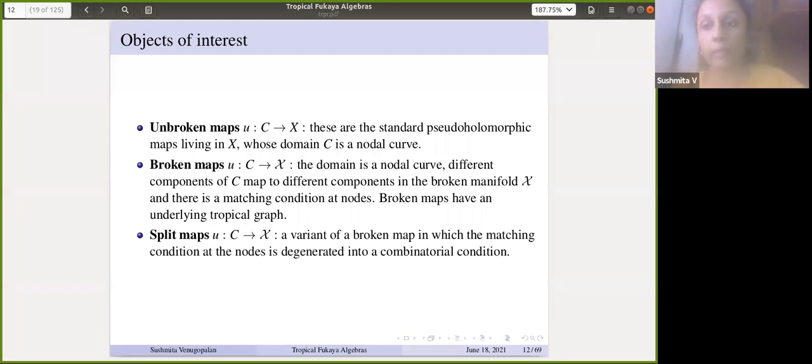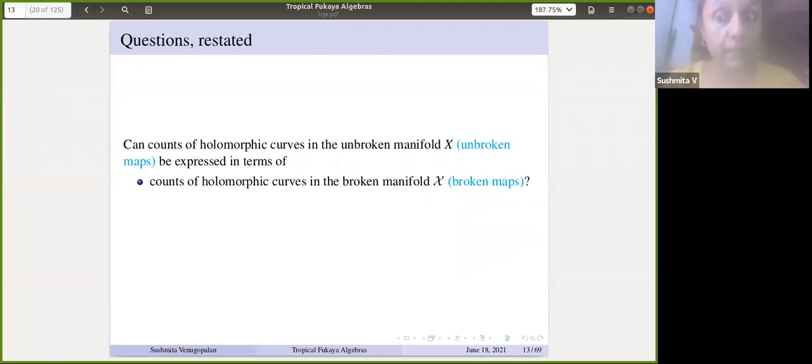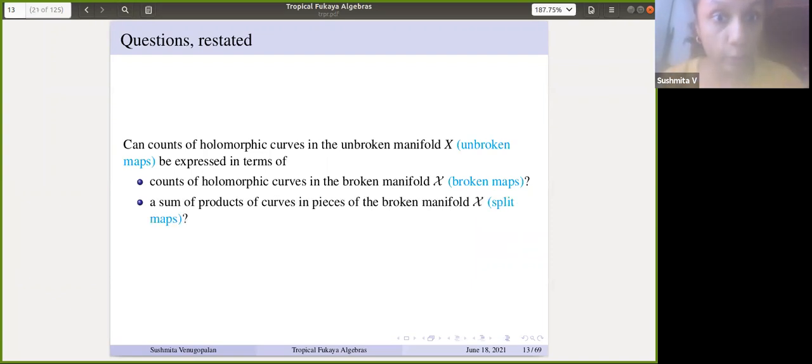So when you're doing a curve count, there is no matching condition. So essentially you're taking products of curves in different pieces and taking a sum over different types. So these questions which we asked 2 slides ago can be restated as follows. Can counts of holomorphic curves in the unbroken manifold, called unbroken maps, be expressed in terms of counts of holomorphic curves in the broken manifold, that is broken maps? And the second question is whether these objects are related to split maps. Okay, so these are the questions.